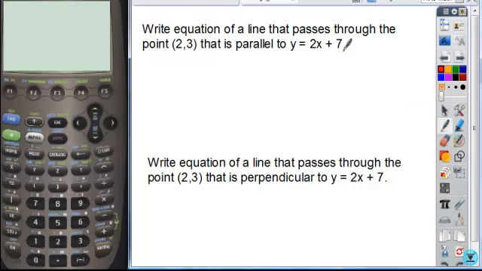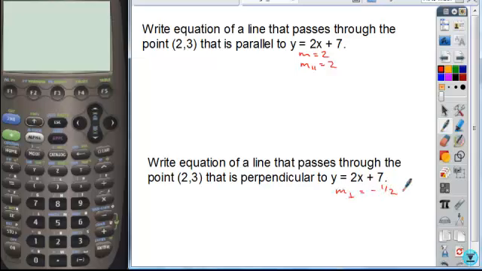the first thing is to identify the actual slope of the real line. What is it? The slope of the line is 2, which means the slope of a parallel line is also going to be 2, and the slope of a perpendicular line is going to be the negative reciprocal, right? So negative 1/2.